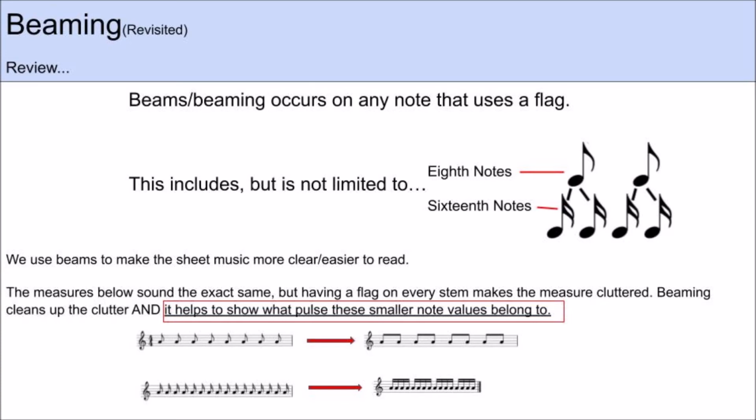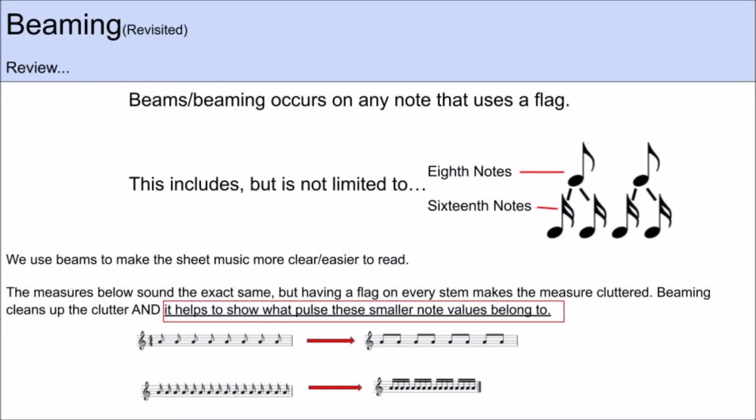And before moving on to explain that, we have a brief overview of beaming once again. Remember that beaming can occur on any note that uses a flag. So you will not use beaming for half notes and quarter notes and whole notes, but you will use beaming for eighth notes and 16th notes because they have flags.